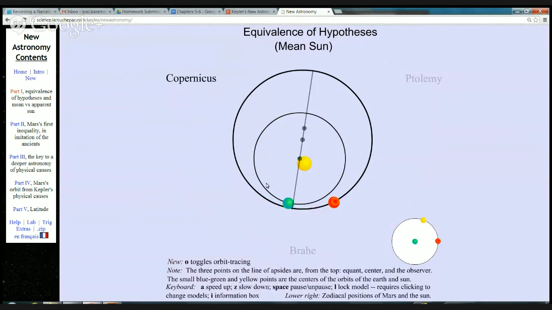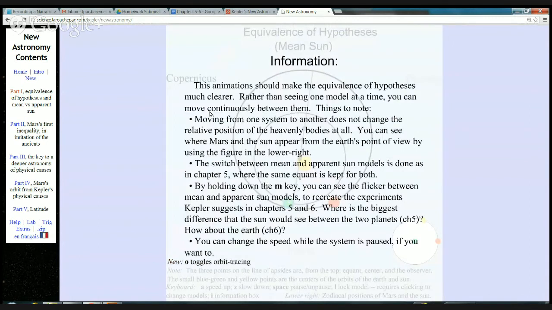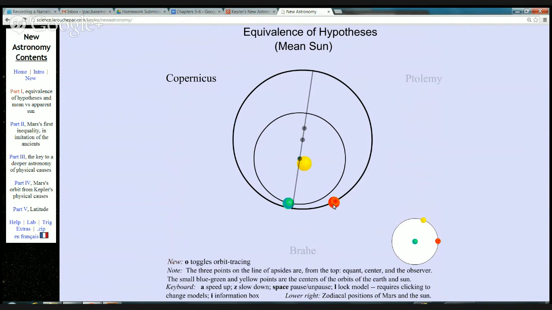So I asked you to push the information, and it says, you saw that the equivalence of hypothesis, these animations make the equivalence of hypothesis much clearer. You can move from one system to another. The switch between mean and apparent sun models is done as in chapter 5, where the same equant is kept for both. By holding down the M key, you can see the flicker between mean and apparent sun models. To recreate the experiments Kepler suggests in 5 and 6: where is the biggest difference that the sun would see between the 2 planets, and how about the Earth? So let's go back, and M, he said.